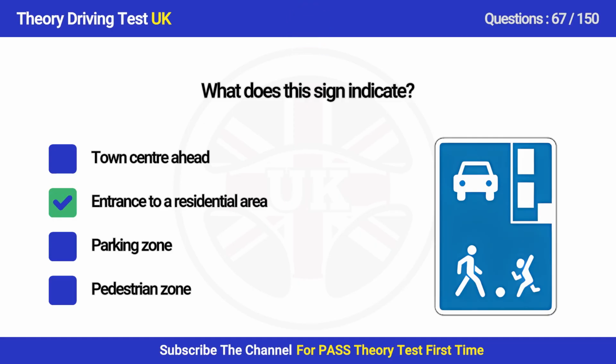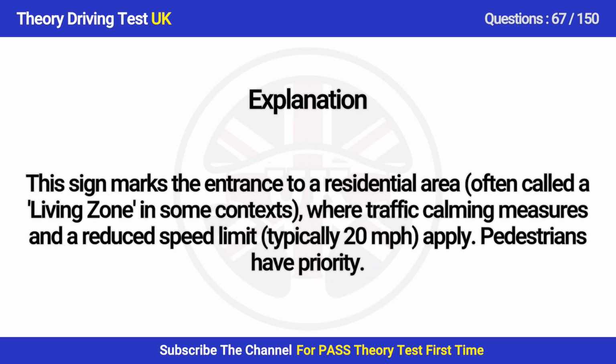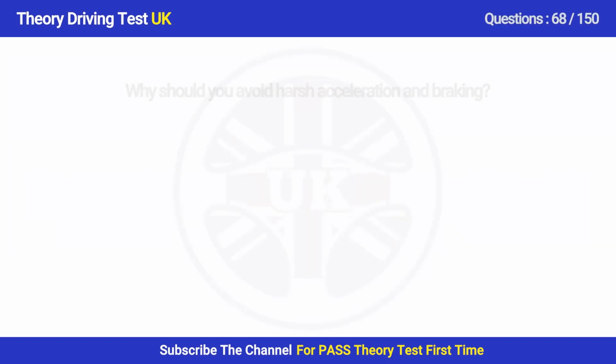Answer is B. Entrance to a residential area. This sign marks the entrance to a residential area, often called a living zone in some contexts, where traffic calming measures and a speed limit, typically 20, apply. Pedestrians have priority.